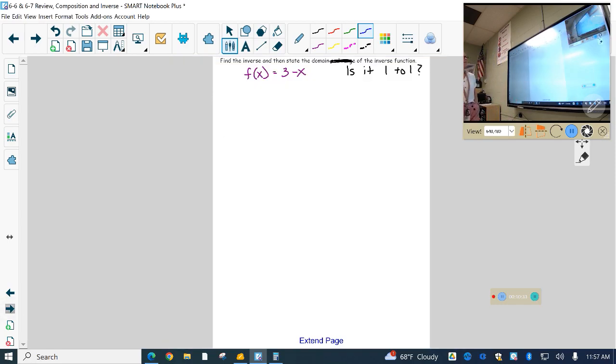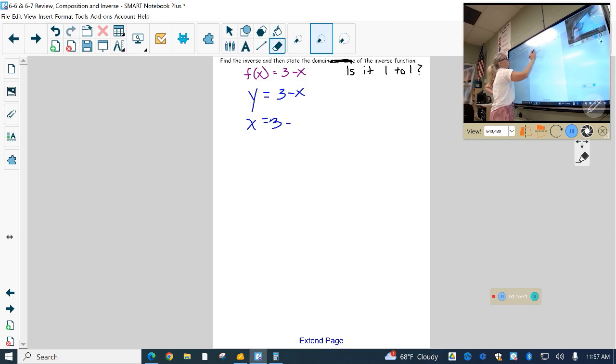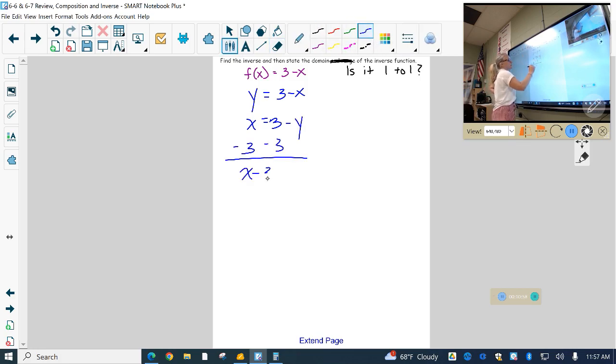All right, find the inverse and state the domain of the inverse function. And is it one-to-one? So here's my f of x function, so I need to find the inverse. Step 1, change the f of x to a y. Step 2, flip x and y. And then, oh, forgot my y there. Subtract 3. So I have x minus 3 equals negative y, divided by negative 1. So I have negative x plus 3 equals positive y.